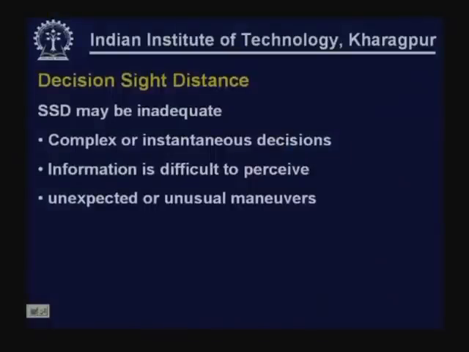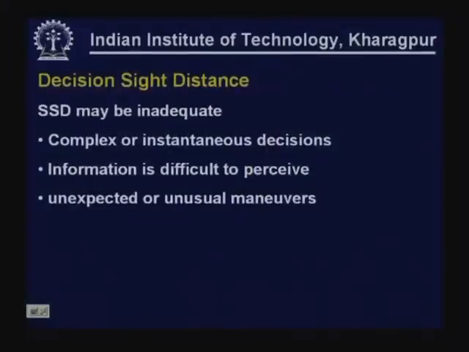Now, the stopping sight distance that is provided is normally adequate for normal conditions or general operation. It may be inadequate, number 1, under complex situations, or where drivers have to make complex or instantaneous decisions. Number 2, where information is difficult to perceive. Number 3, where again drivers have to make unexpected or unusual maneuvers. Under these conditions, the available stopping sight distance will not be adequate.